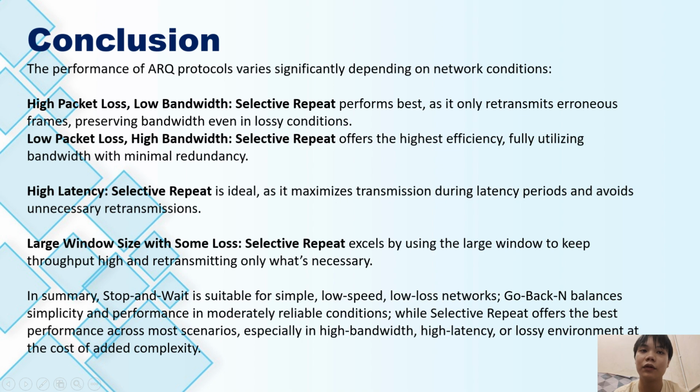For large window size with some loss, selective repeat excels by using the large window to keep throughput high and retransmitting only what's necessary. In summary, stop and wait is suitable for simple, low speed, low loss networks. Go-Back-N balances simplicity and performance in moderately reliable conditions, while selective repeat offers the best performance across most scenarios, especially in high bandwidth, high latency, or lossy environments, at the cost of added complexity.